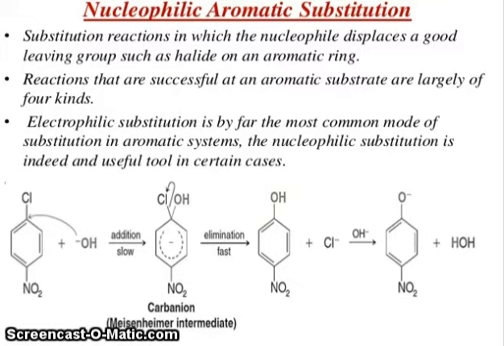So this carbanion is the Meisenheimer intermediate. This carbanion is the Meisenheimer intermediate. So actually this carbanion is formed when attacked with the hydroxide ion.